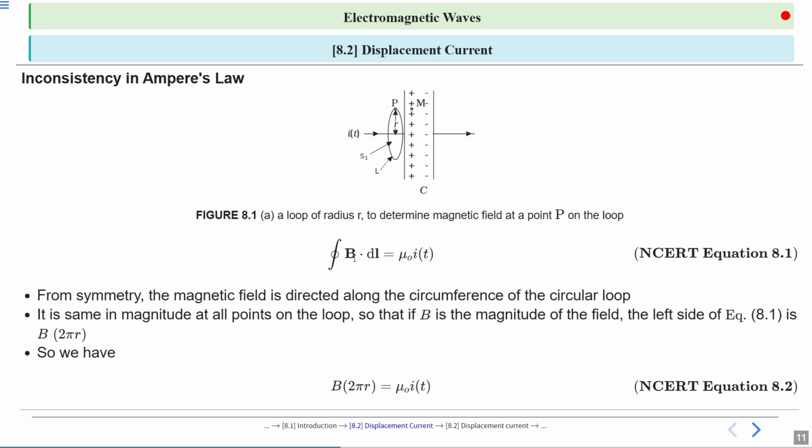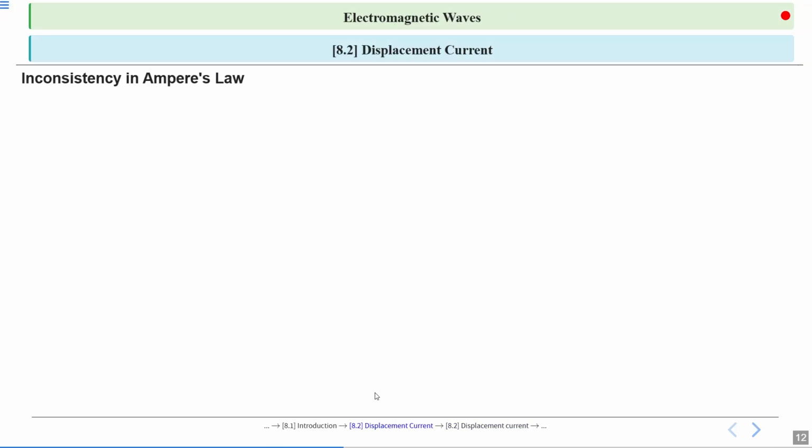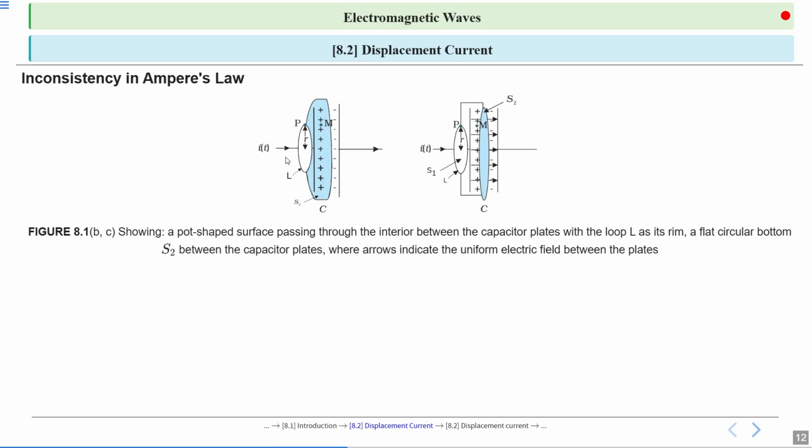So B is, at any instant, constant, and dl, we are doing the integration of dl over a closed loop. It will come out to be the perimeter of the circle, because it is a circular loop. So 2 pi r. Okay, now figure 8.A, B and C.